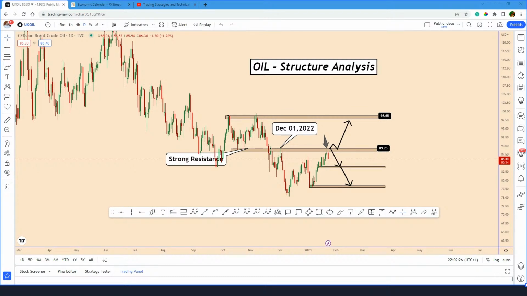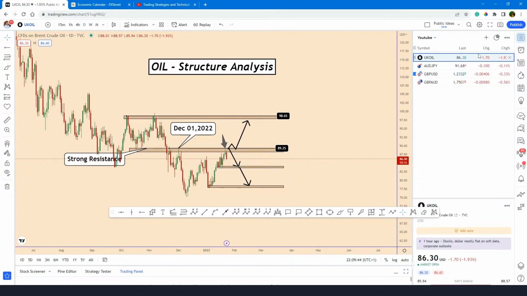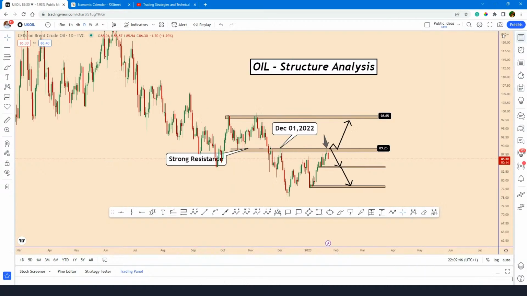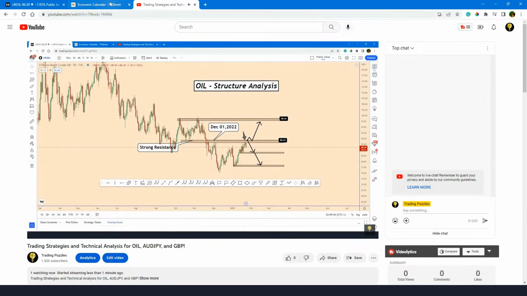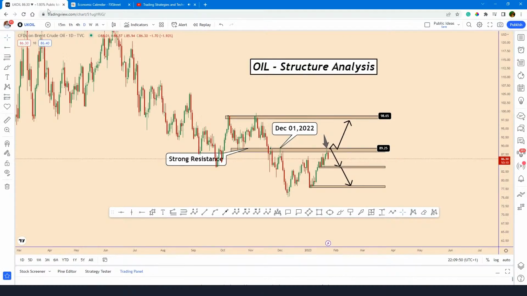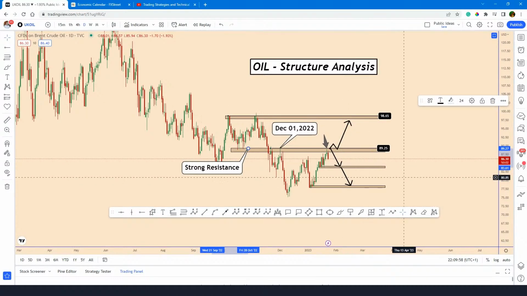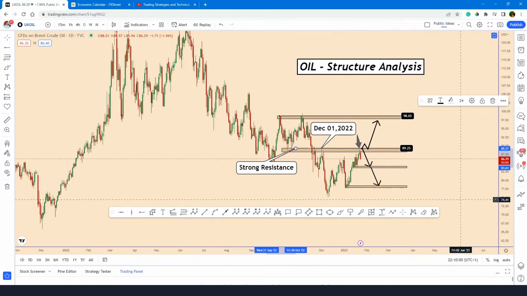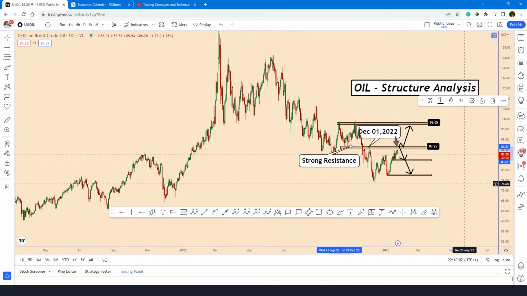We are going to look at some of the trades that I have shared during these days, yesterday and today. The first one is going to be oil. The first one that we are going to look at in detail is oil. It is a very complex situation, as you may see.